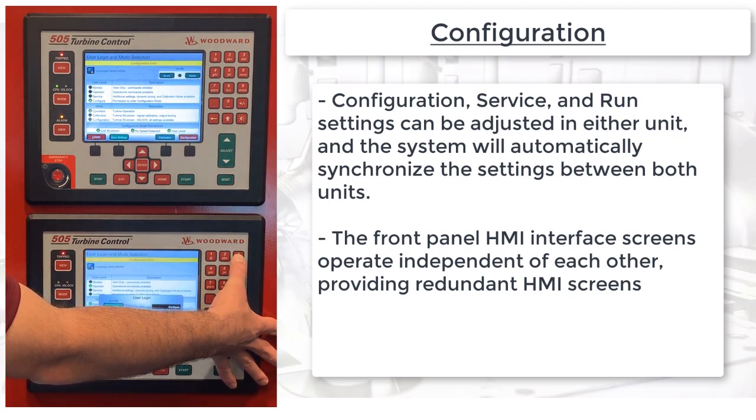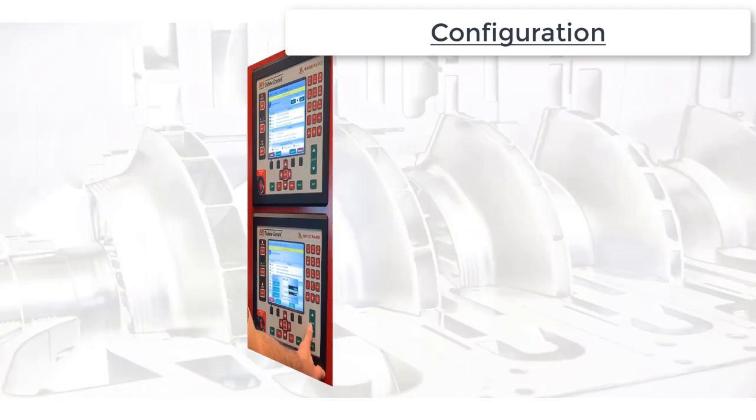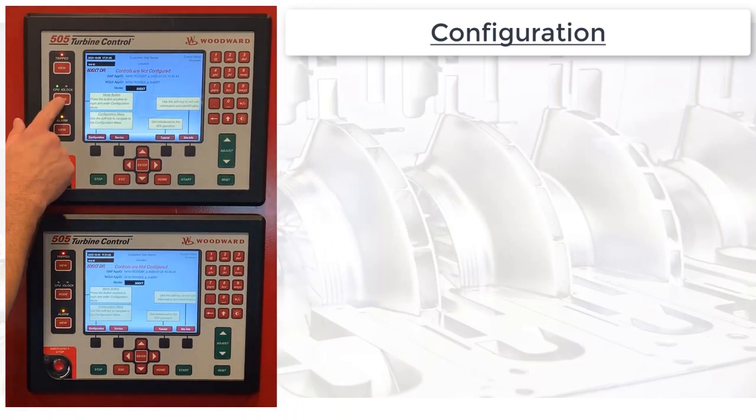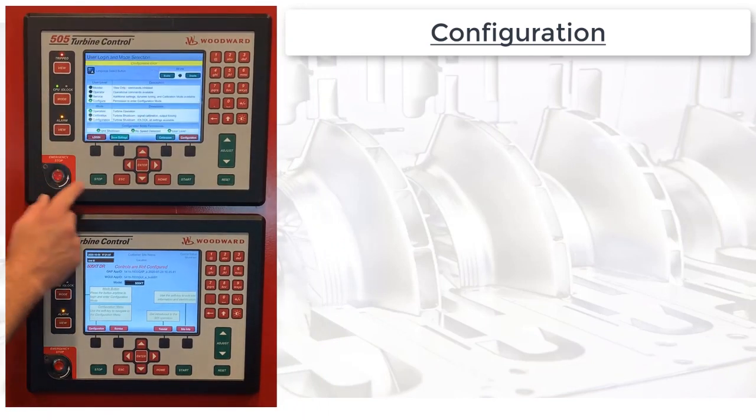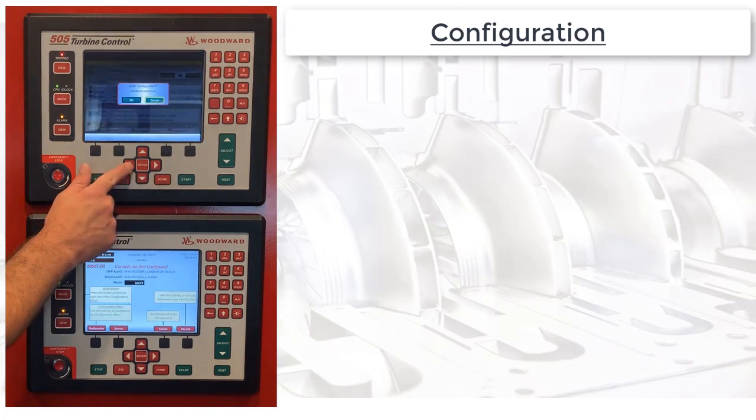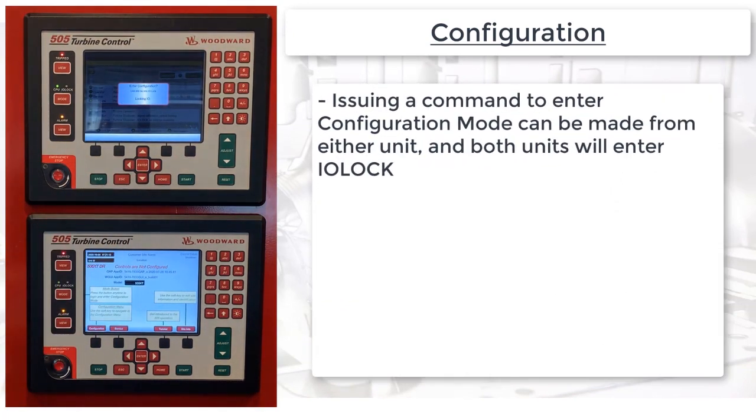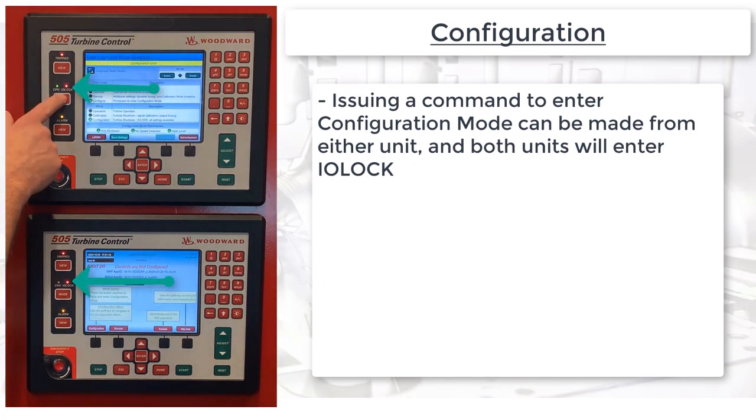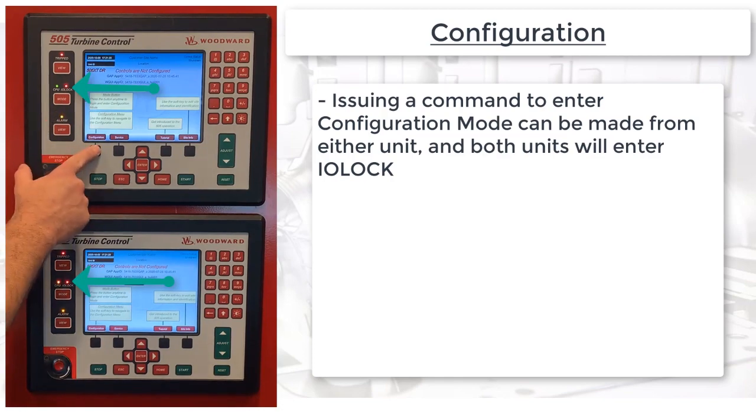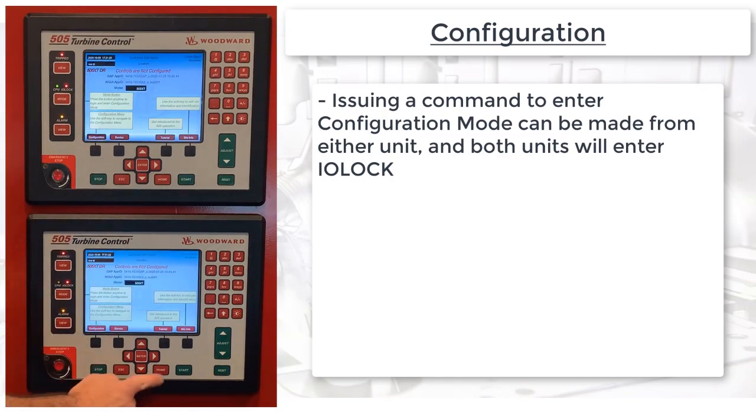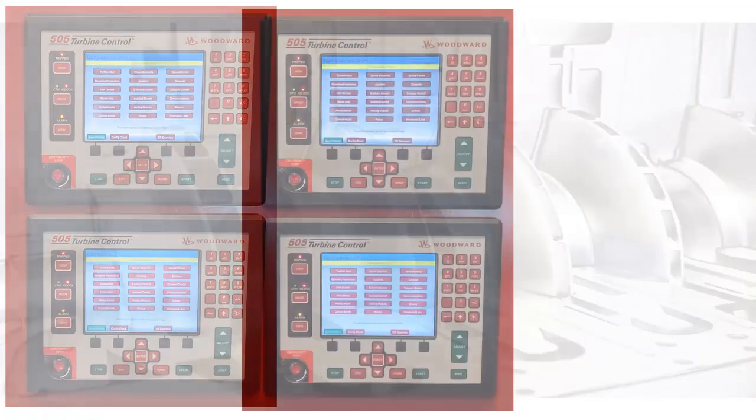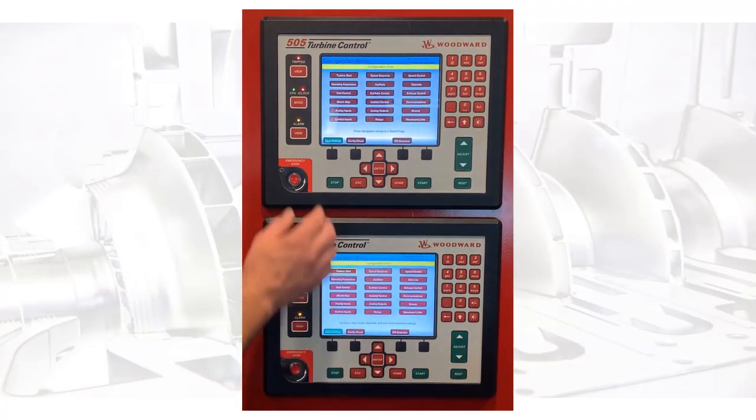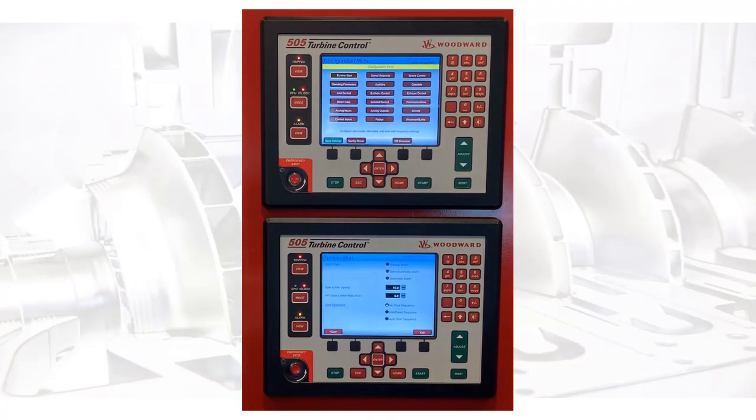Next, let's perform a simple configuration of the units. After logging into the configure user level, the units can be placed into configuration mode. Issuing a command to enter configuration mode can be made from either unit, and both units will enter I/O lock. In this example, we will show the same configuration menu on both units.